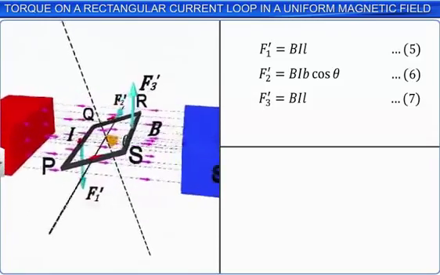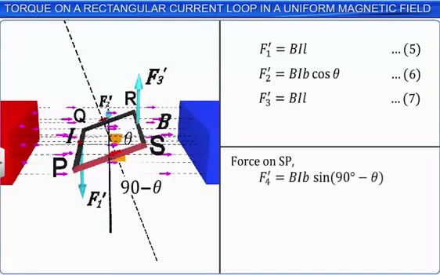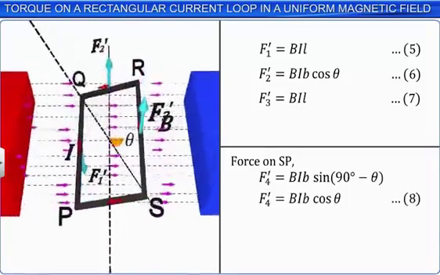The direction of current through the arm SP of the loop makes an angle 90 minus theta with the direction of the magnetic field. Then, the force acting on the SP due to the magnetic field B, F4', is equal to BIb sin(90 minus theta), which is equal to BIb cos theta. Let this be equation 8. The direction of force F4' is obtained by using the right-hand rule.